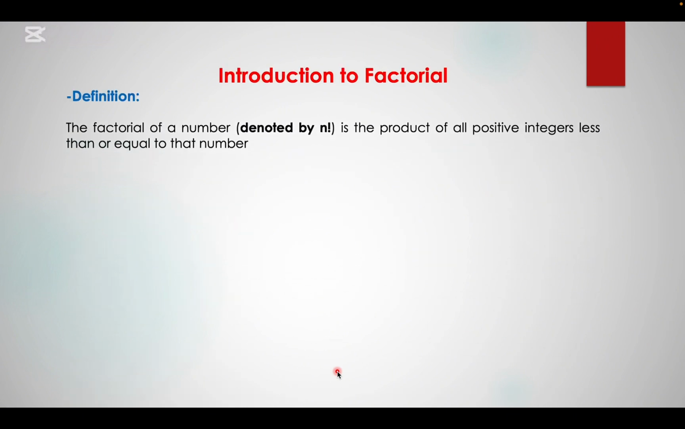What is a factorial program? The factorial of a number, denoted by n factorial, is the product of all positive integers less than or equal to that number. How is this represented in mathematics? In mathematics, 0 factorial is 1, and n factorial equals n times (n minus 1) factorial for all n greater than 0.